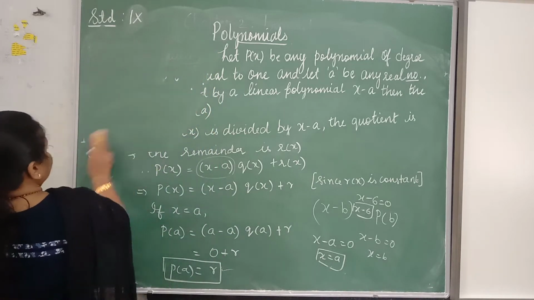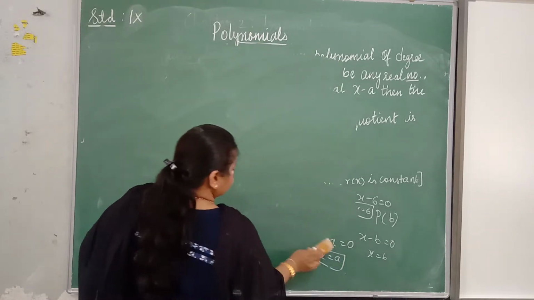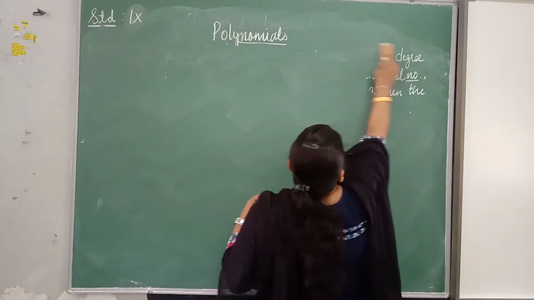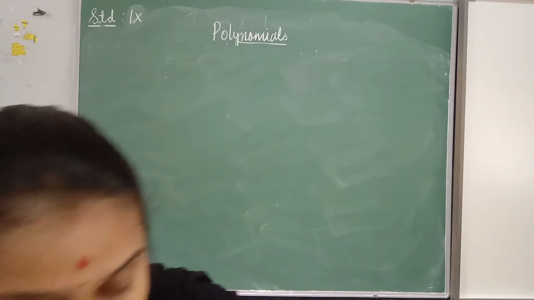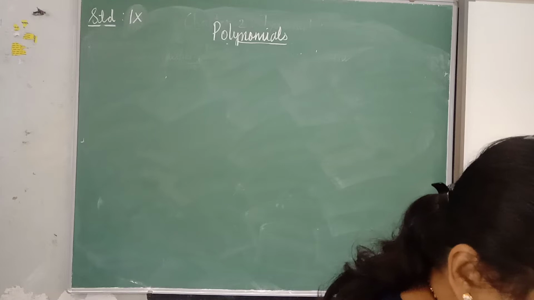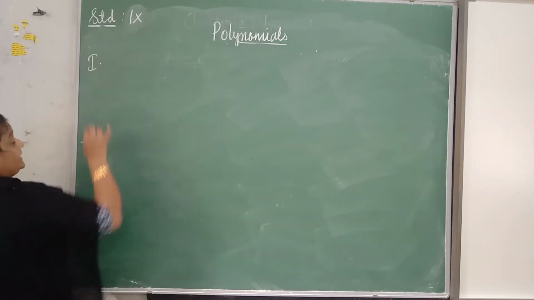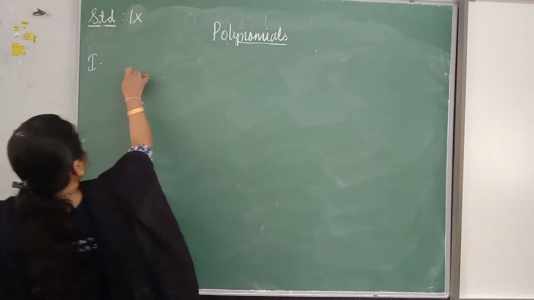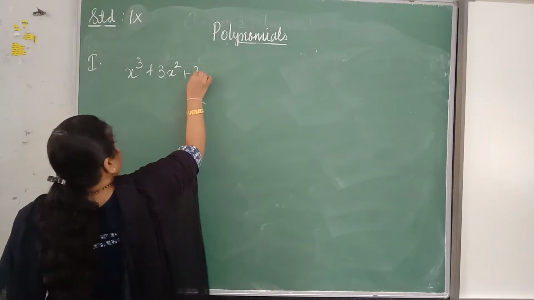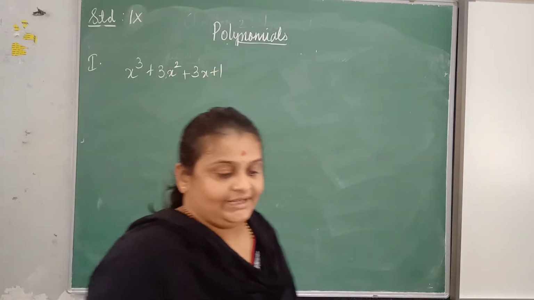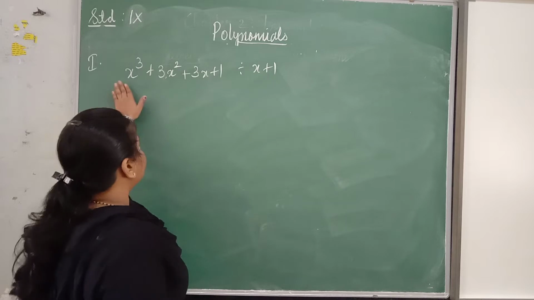So let me move on to the problems. Let me move on to exercise 2.3. Find the remainder. So the question is: find the remainder when x cube plus 3x square plus 3x plus 1 is divided by a linear polynomial x plus 1. Okay, so this is the question.